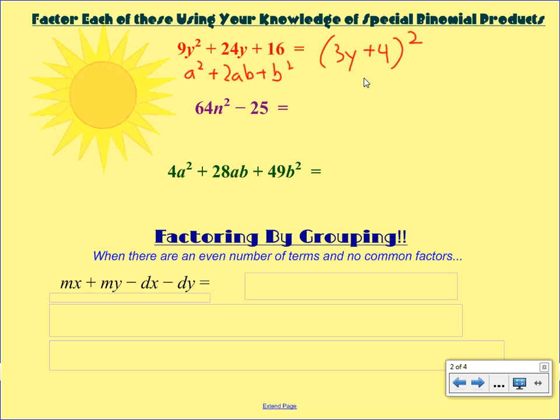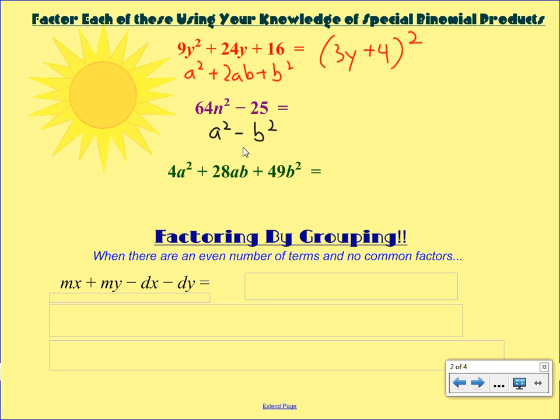So next one, difference of perfect squares. I told you we'd be seeing that over and over again. Here it is. I know 64n squared is a perfect square. I know that 25 is a perfect square, and this subtraction sign is a difference, therefore difference of perfect squares. So this is a squared minus b squared.